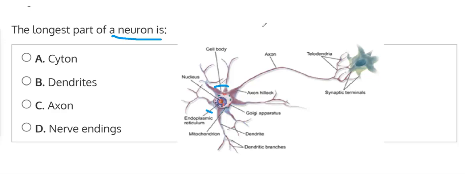Then we see that the cyton is a choice, and the cyton is actually part of the cell body. So just taking a look at the cyton to start, and then we'll go through the other sections. Do we think that this section here, the cyton, looks like it would be the longest part? Because it's very localized, it's centered, it's all within this circular structure. Do we see that there maybe are other structures here that are longer than it? So we have these branches here, these branches here. And it looks like this would not be considered the longest part of the neuron. So we can eliminate option A.